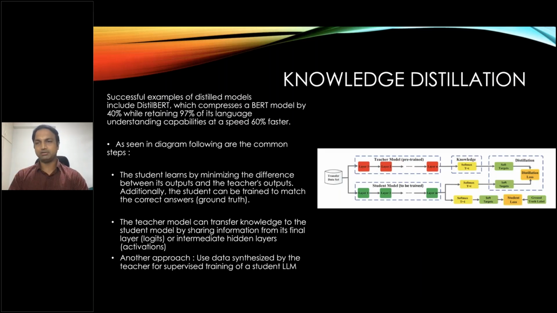At a high level, you can see on your screen that the upper layer is the teacher model, and the lower is the student model. An example of this is DistilBERT. If you've heard about DistilBERT, it's a classic example of how the BERT model has been compressed by 40%, retaining 97% of its performance with a 60% inference speedup.